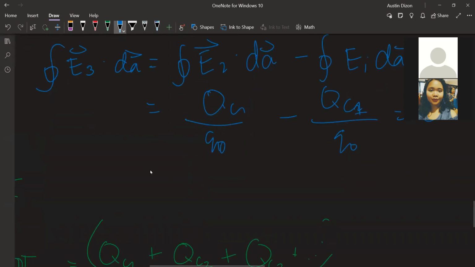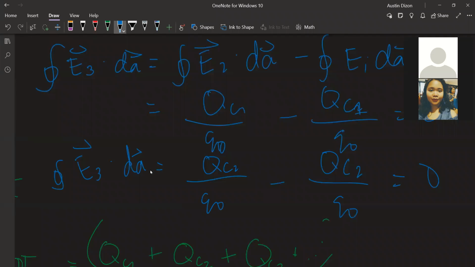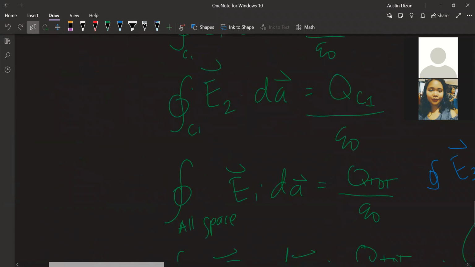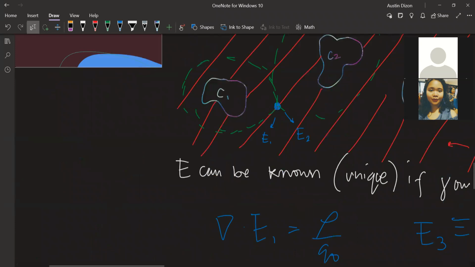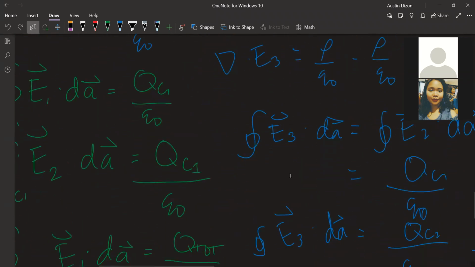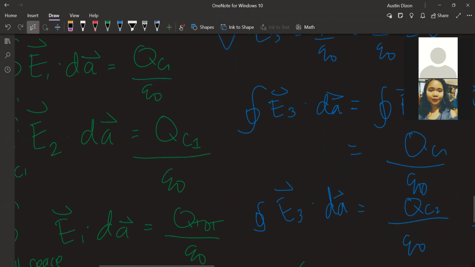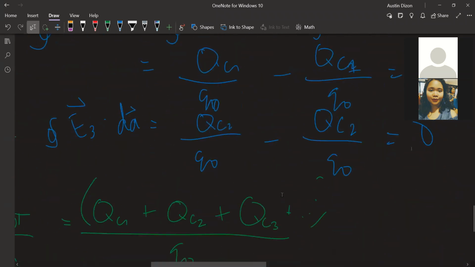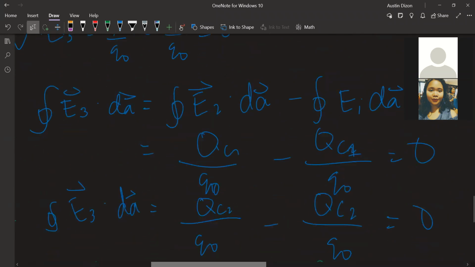Okay. I can do this all for all C. Pwede kong ulitin yan this time around C2 naman. Tingnan natin contribution ng conductor 2 and mapapansin natin same lang din. Okay. This tells me that at this point, isa lang dapat sagot. Kasi kung mapansin mo yung mga divergences nila and yung Gauss's law, nag-equal lang. Okay. So the solution must be unique.